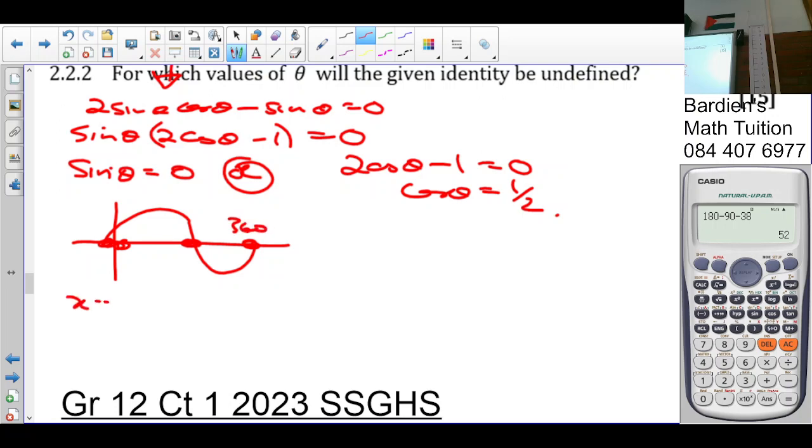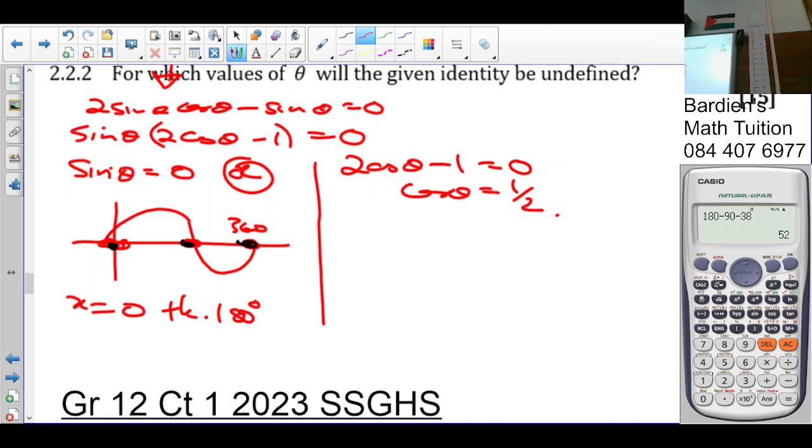To represent that, we say x is equal to 0 plus k times 360, or 180 plus k times 360. But as we can see here, this happens every 180 degrees. So you can just say 180 plus k times 180. Or we can just say 0 plus k times 180, it is the same. Okay.